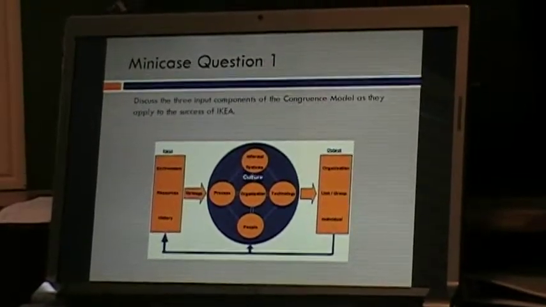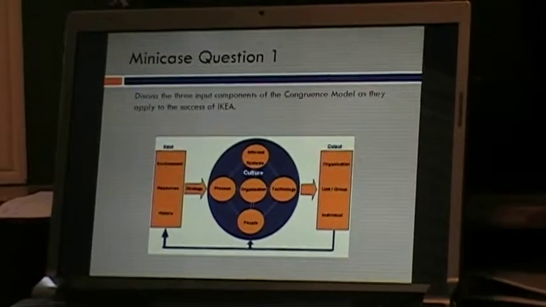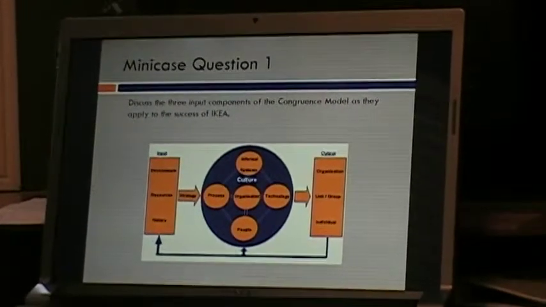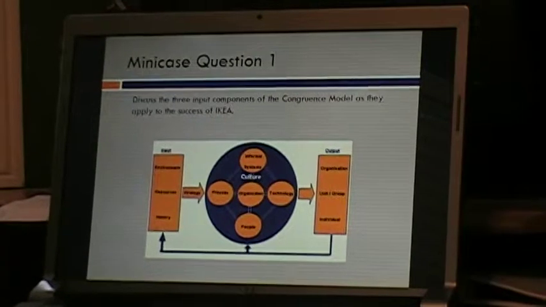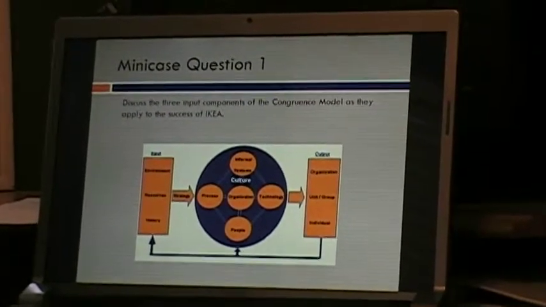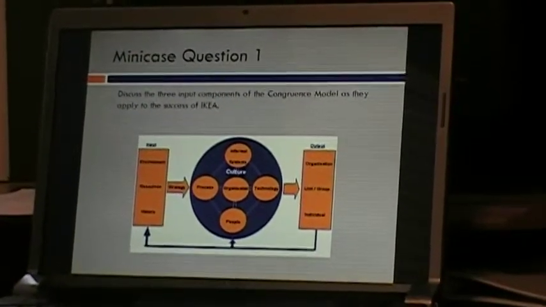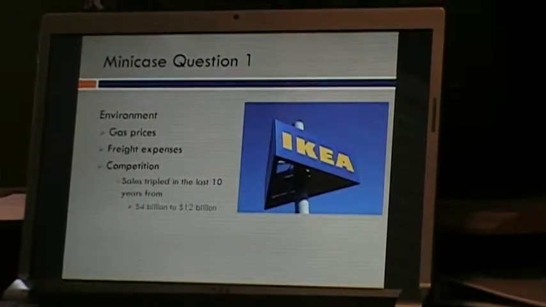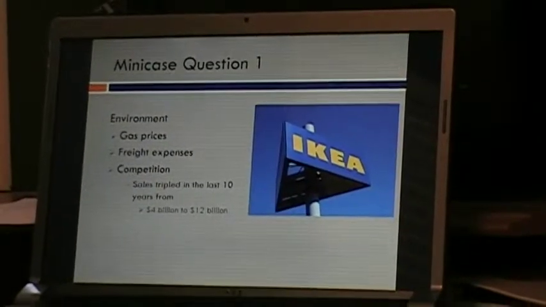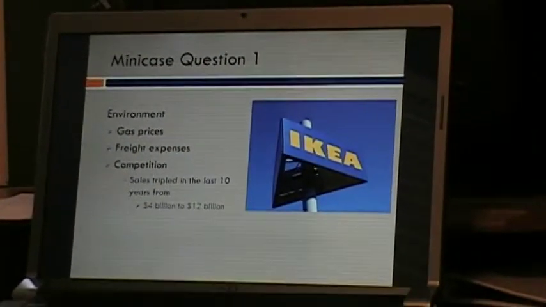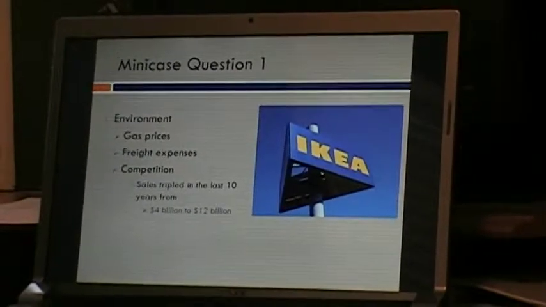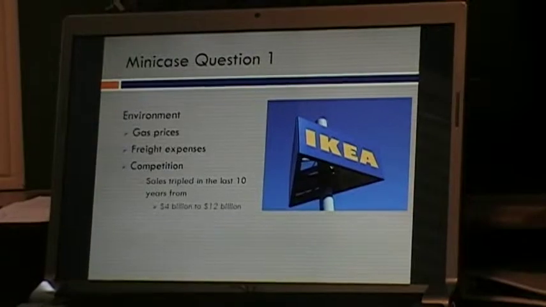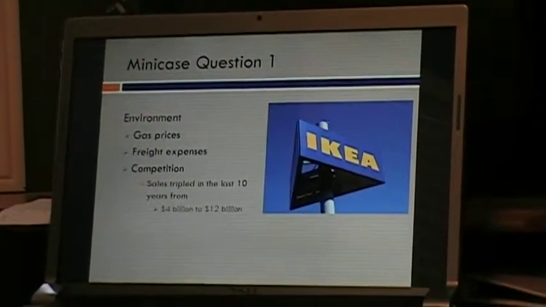The first mini case question is: discuss the 3 input components of the congruence model as they apply to the success of IKEA. The 3 components are environment, resources, and history. Environment: all factors, including institutions, groups, individuals, events, etc., outside of the boundaries of the organizations being analyzed, but having a potential impact on that organization.